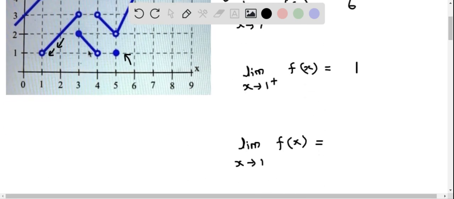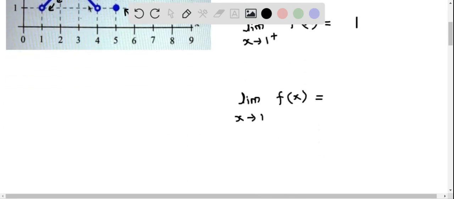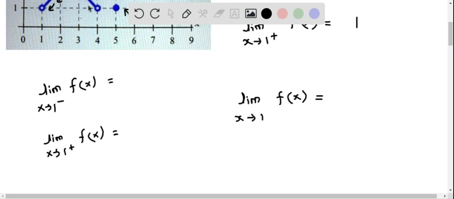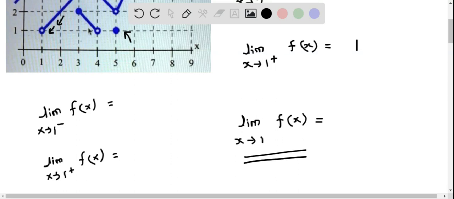Now let's answer the last limit. That is the limit as x approaches 1 of f of x. For this, we need to understand the limit as x approaches 1 from the left. We have to determine these two limits as well as the limit as x approaches 1 from the right of f of x. If and only if these two limits are approaching the same value, we say that the limit as x approaches 1 of f of x exists. So let's determine that. Notice that we have already answered this one, that is the limit as x approaches 1 from the right, which is found to be 1.